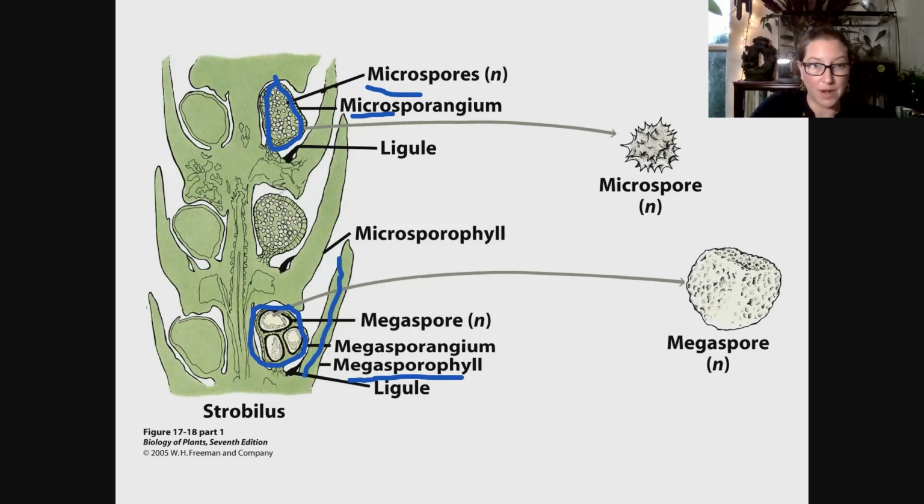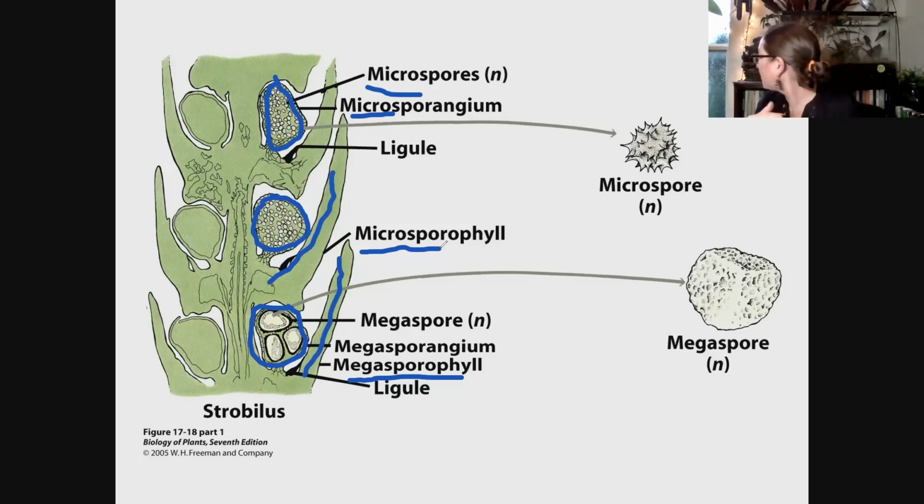And here's another microsporangium here. Microsporangium is going to make microspores, and is going to be on a leaf called a microsporophyll. So these terms, sporangium, spore, sporophyll, all we're doing is adding the prefix micro or mega, depending on which one you're talking about.